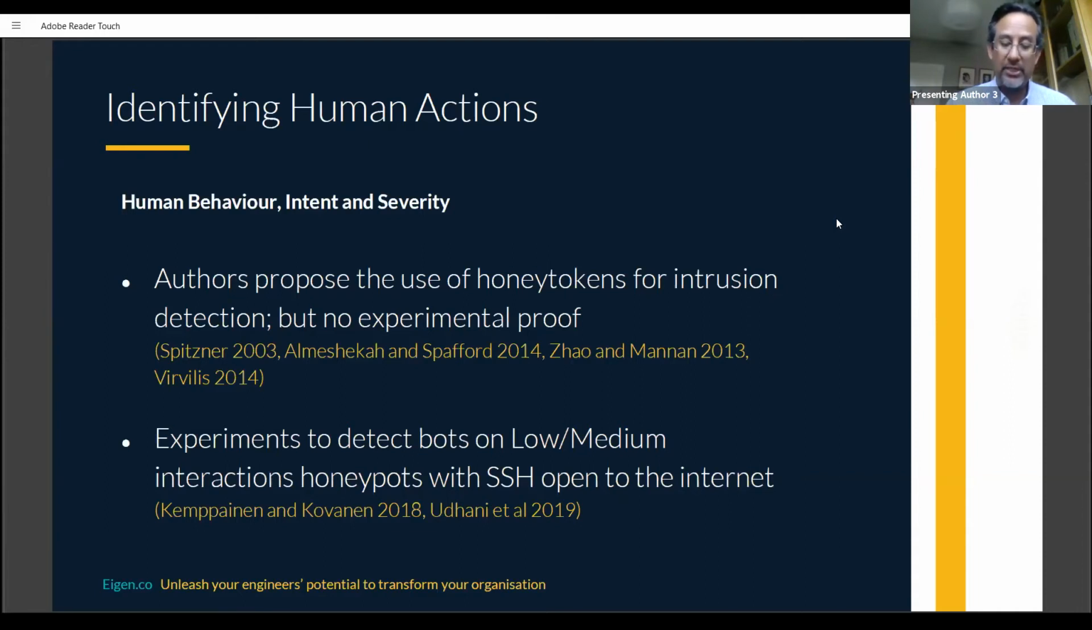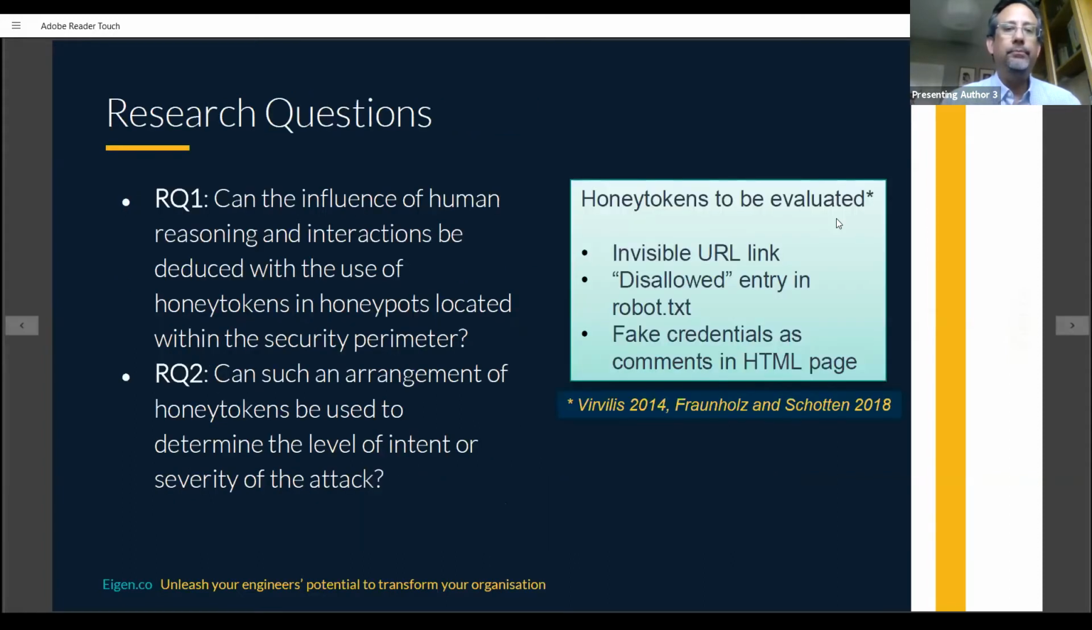Now, the question we asked ourselves is, is it possible to positively identify human actions and level of intent in obtaining a breach by the use of deception techniques, and more specifically, honey tokens? So these are the research questions that we posed. First, can the influence of human reasoning and the interactions be deduced with the use of honey tokens in honeypots located within the security perimeter?